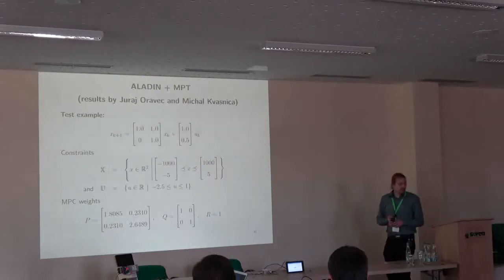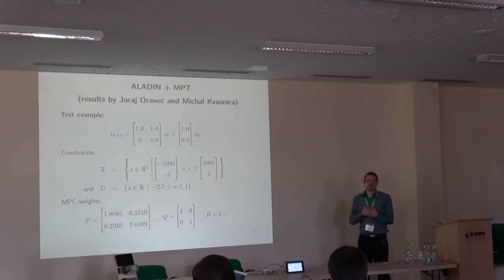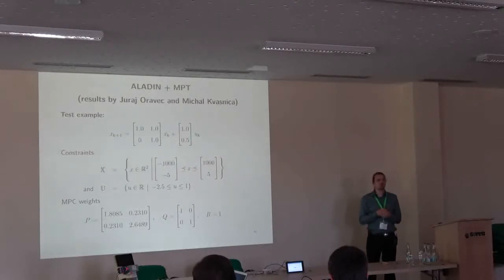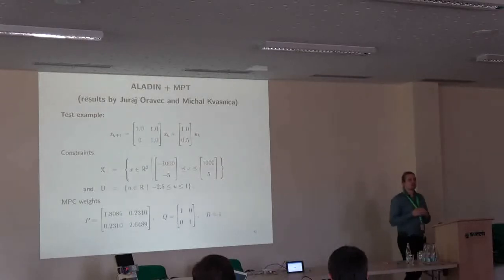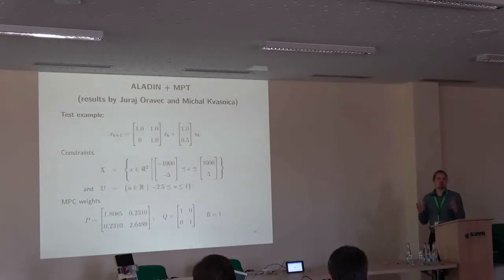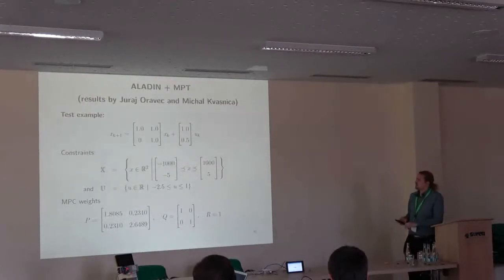But the big limitation of these explicit MPC solvers is that as soon as we scale up, in the state but even more severely in time, if we have a longer prediction horizon, the number of regions may explode. And one of the exciting parts with Aladin is that we can now break down the big MPC problem into smaller MPC problems, which in turn can be solved by these explicit solvers in a very efficient way. And that's exactly what we did with Juraj and Michael.